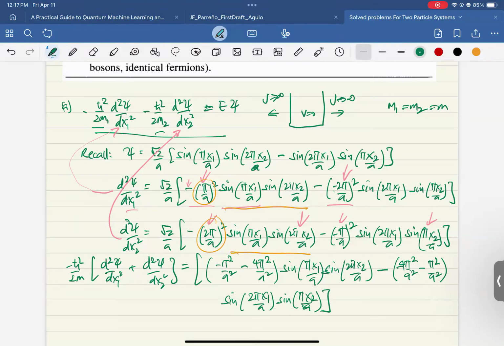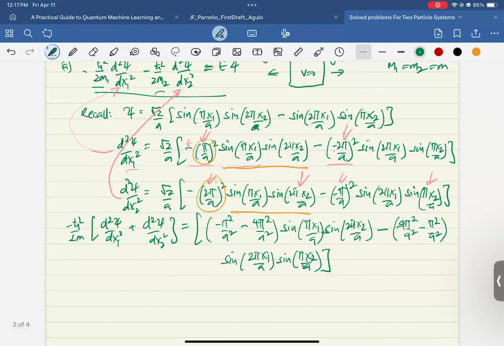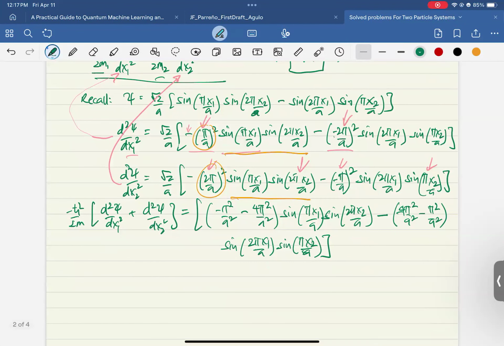Okay, and nakalimutan ko yung coefficient dito. So dapat meron ka pang coefficient dun. So this will give us negative h bar squared over 2m. And of course, nakalimutan ko rin yung coefficient na ito na square root of 2 over a.